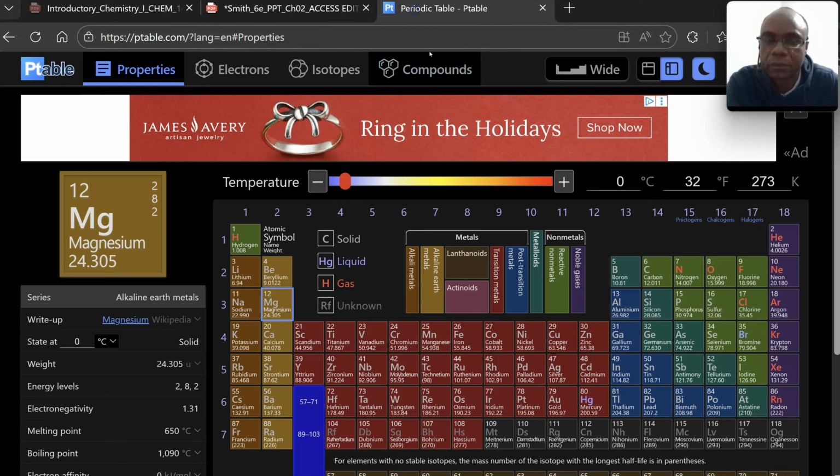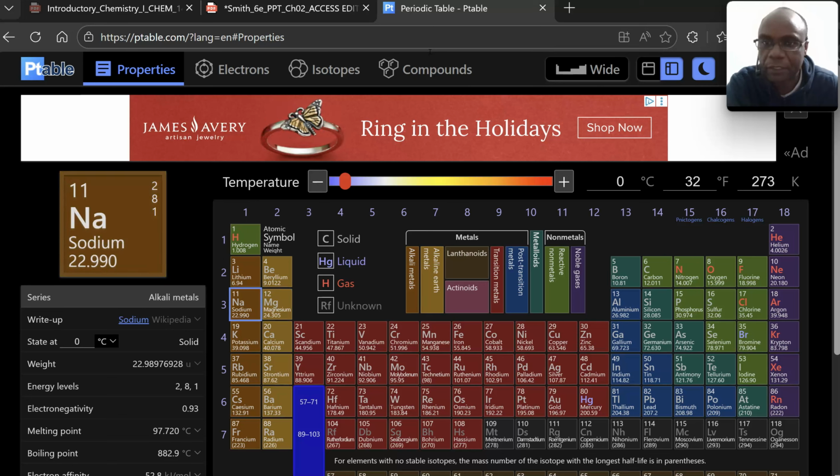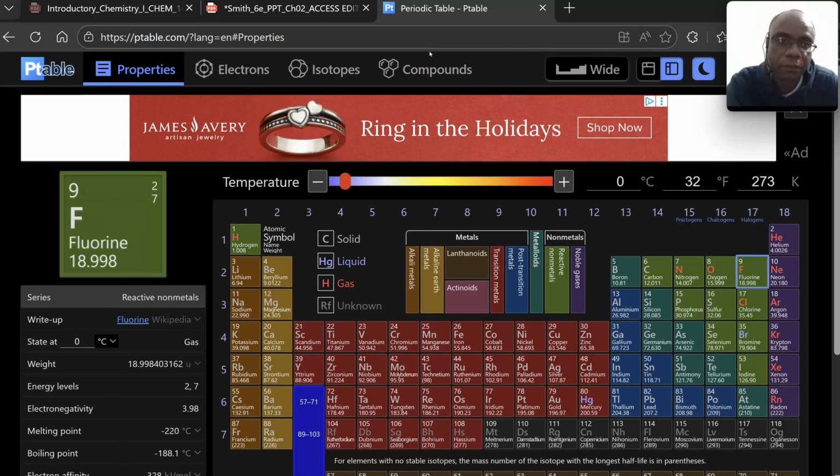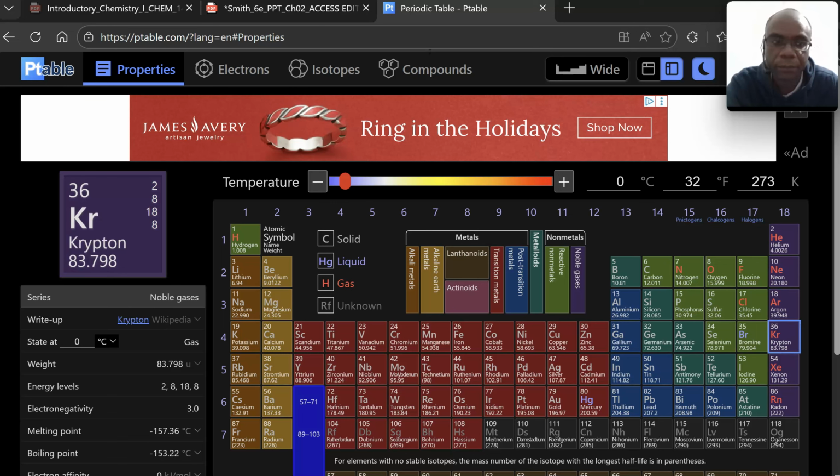Okay, now see how it's written 1, 2, 3, going from left to right up to 18. This is listing the columns, those are the rows. So hydrogen, lithium, and sodium are in the same group, group 1. Oxygen, sulfur, selenium are in the same group. Fluorine, chlorine, bromine, same group. Helium, neon, argon, same group. A column, we call a group.